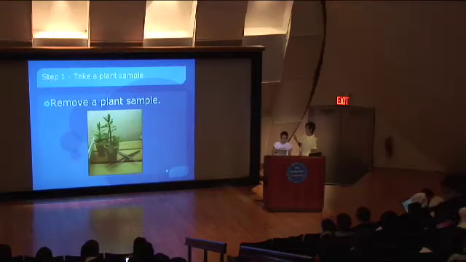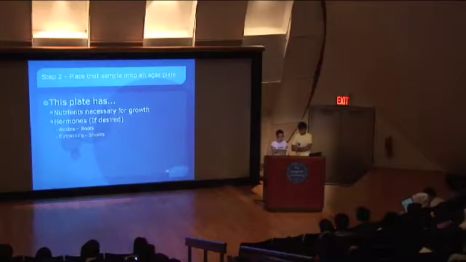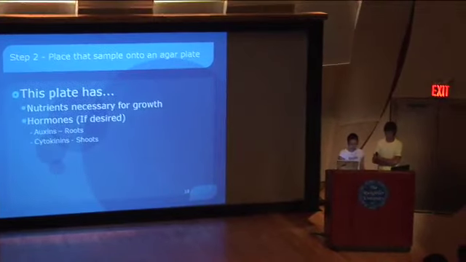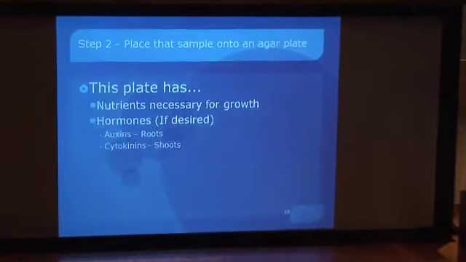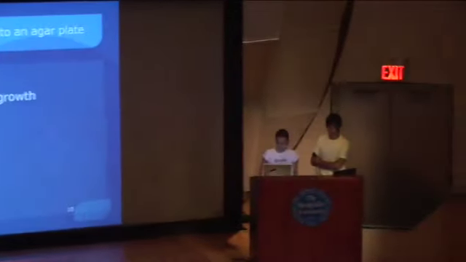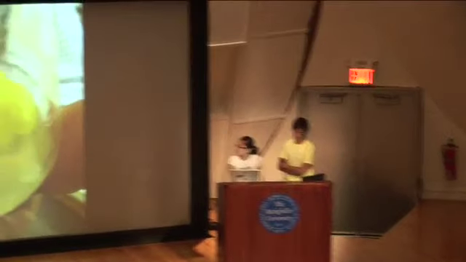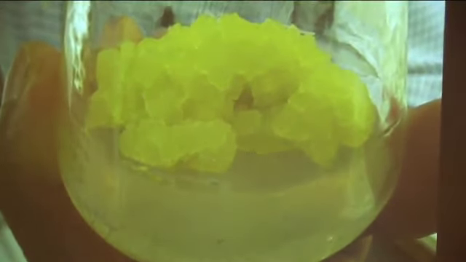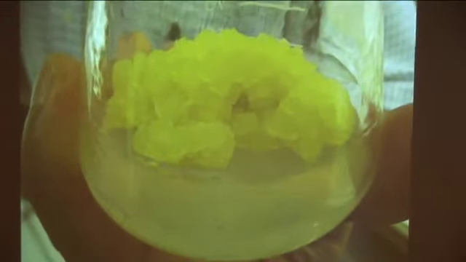All you have to do first is remove a plant sample. We had a plant, a scalpel and forceps, like in the picture, and we removed the sample from the leaves. We placed that sample onto an agar plate, which has the nutrients necessary for growth and hormones as desired. Auxins stimulate roots to grow, and cytokinins stimulate shoots. We kept the medium in motion, so it became an amalgam of undifferentiated cells.